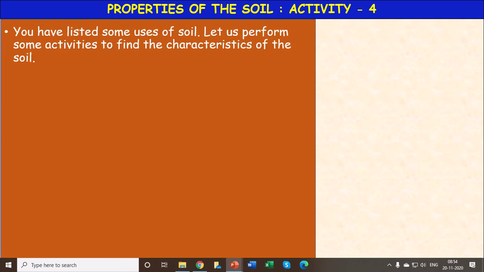So, properties of soil. Let us discuss another activity. You have listed some uses of soil. Let us perform some activities to find the characteristics of soil. Percolation rate of water is one of the properties. Boju and Pahli marked two different squares of 50 centimeters by 50 centimeters each, one on the floor of their house and the other on the kacha, meaning unpaved, road.